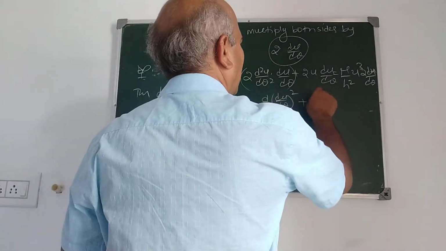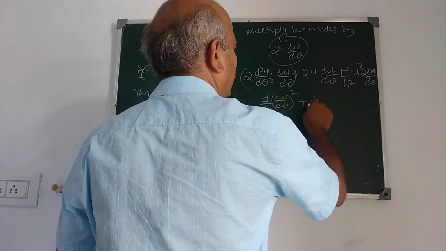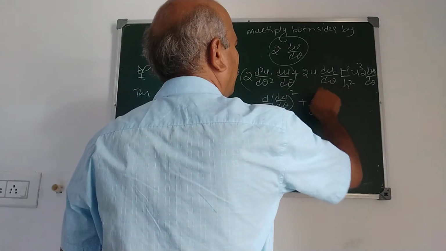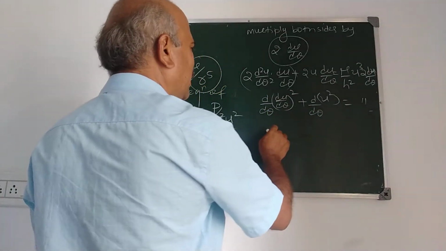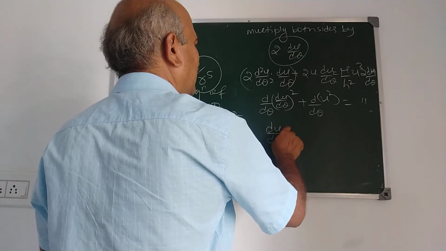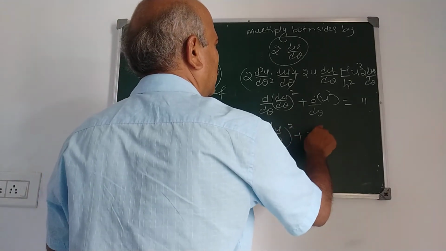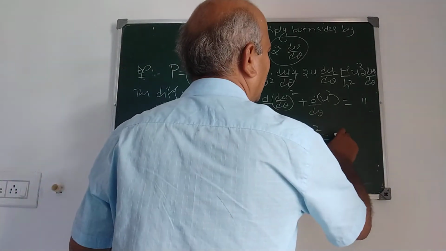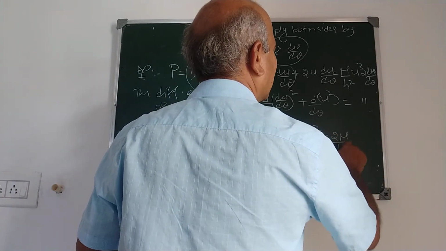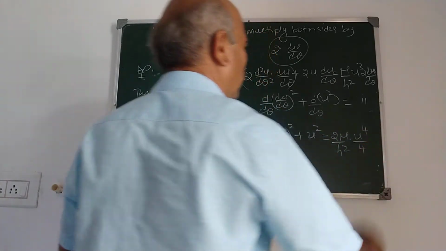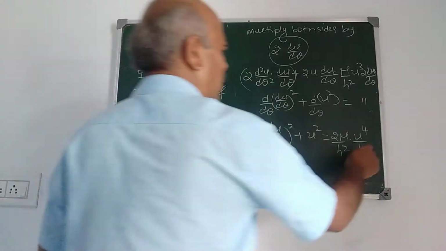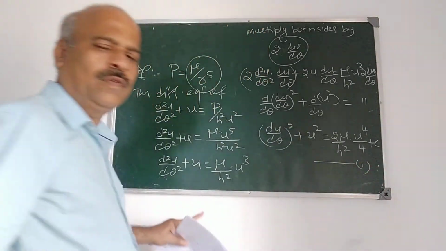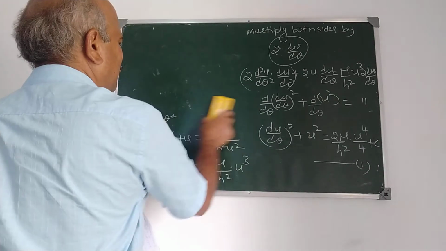Now what is this? Plus d by d theta of u square is equal to this. Now integrating we get (du by d theta) square plus u square is 2 mu by h square u raised to 4 by 4 plus constant of integration. Take this as 1. I think you followed all these steps here.